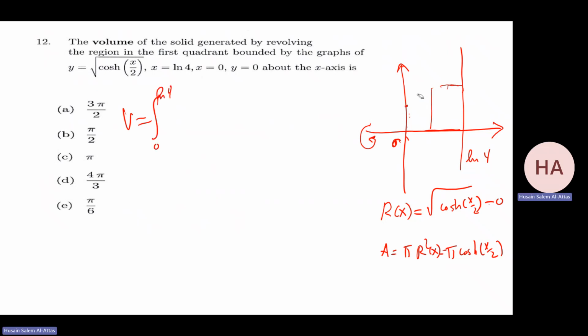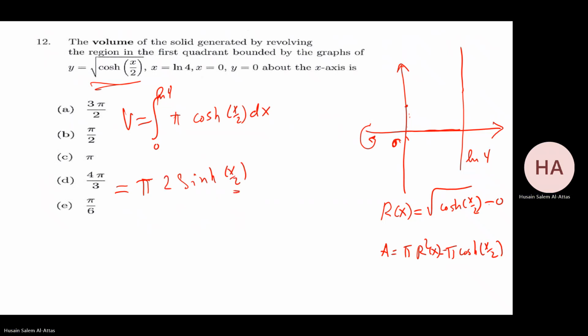I don't know the graph of the function, but I'm just thinking of it. It's positive, so it will be something here. Okay, so it will be pi cosine hyperbolic x over 2 dx. That's it. So how do I integrate cosine hyperbolic? That is sine hyperbolic x over 2, and because of that, I need a 2 here. And from where to where? From 0 to ln 4.